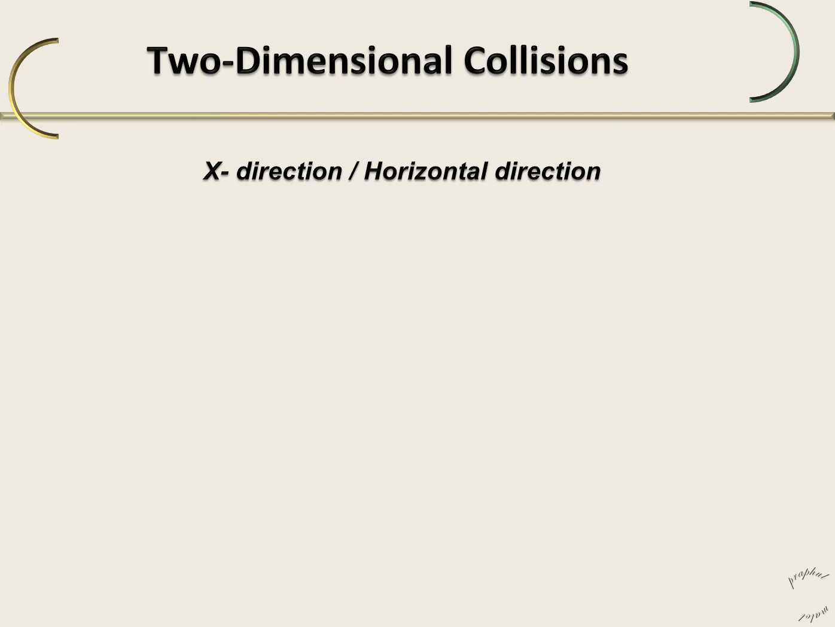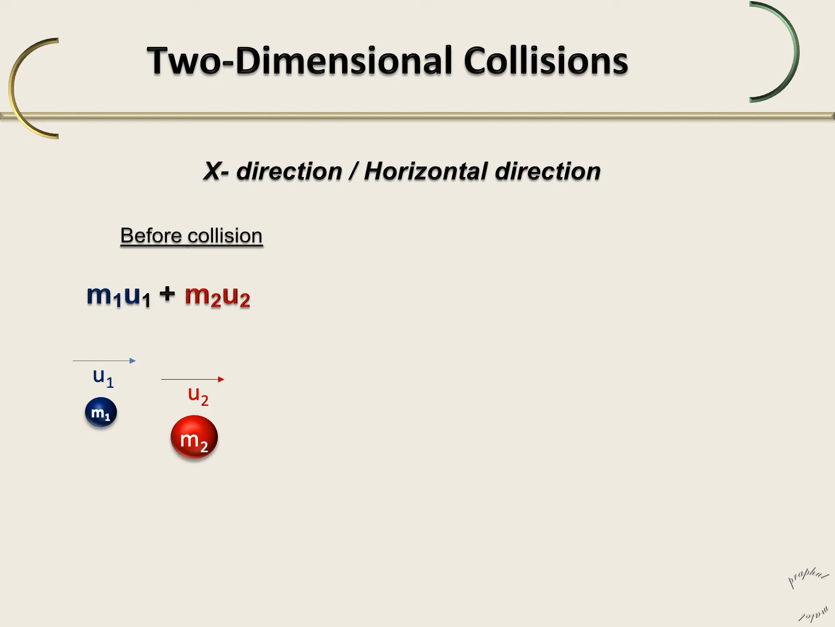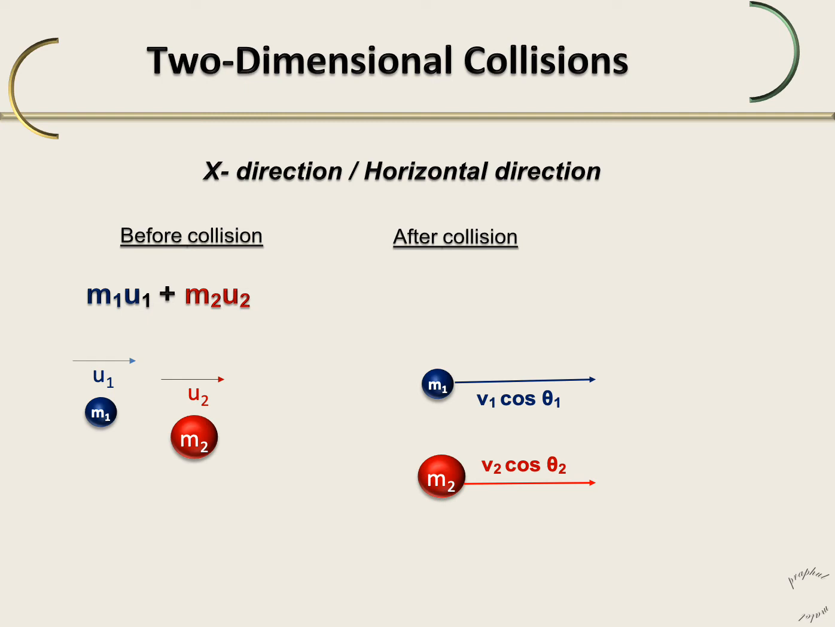I am applying first in the x direction, the total momentum before should be equal to total momentum after in the x direction. Before collision, both bodies were moving in the same line, so you could directly add m1u1 plus m2u2. But after collision, only the horizontal component of these velocities are in the horizontal direction. So you cannot take the entire velocity v1, you have to consider only the component. So I'm adding the horizontal momentum of each body after collision. Remember, you cannot add the velocities, you have to add the momenta, because momentum is only conserved. Velocity won't be conserved before and after. Only the total momentum of the system will be conserved.